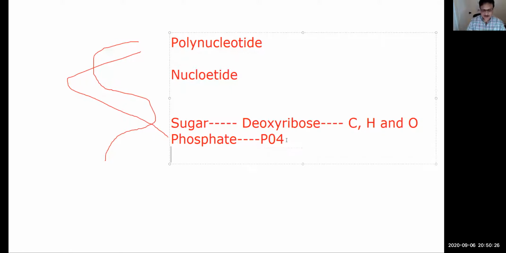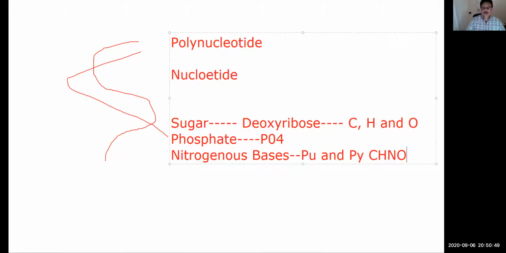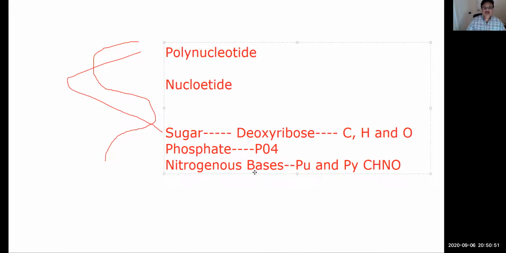Then the third is the nitrogenous bases, which are essentially purines and pyrimidines. And what are these nitrogen bases made up of? They are made up of carbon, hydrogen, nitrogen, and oxygen, right? So DNA is the genetic material in our cells. It carries information from one generation to the other. DNA is present as chromosomes, right? But what are the fundamental building blocks of DNA?